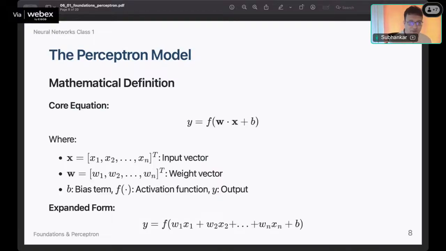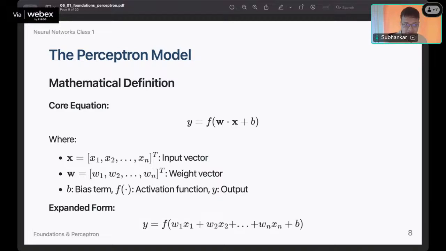Then you have the weight vector. The weight vector is basically the learnable parameters. This is what the perceptron adjusts and modifies while learning. But you can also think of it the other way: the weights encode the pattern that the neuron has to learn, or the pattern the neuron has learned to recognize.